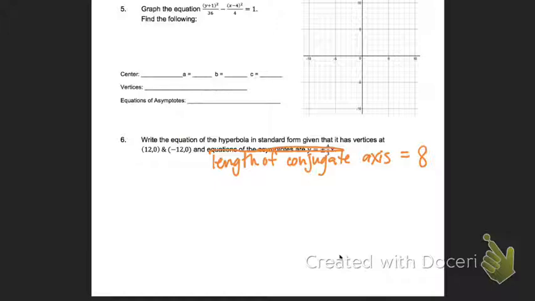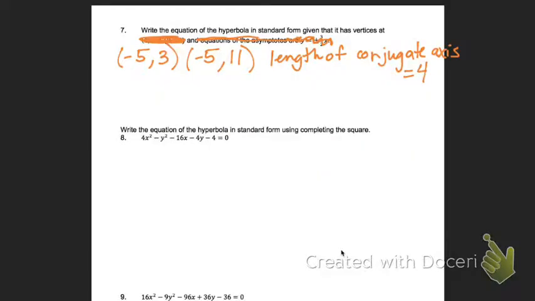So on homework, change number 6 to be length of conjugate axis equals 8. We keep putting conjugate acid because that's part of what we're learning in chemistry. Please don't put conjugate acid on there. So number 7, change the vertices. Length of conjugate axis is 4. The completing the squares should work. Okay, good.